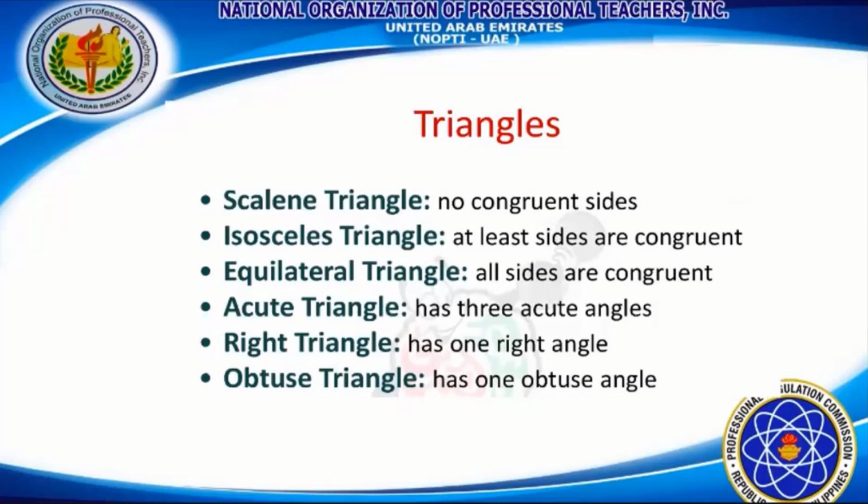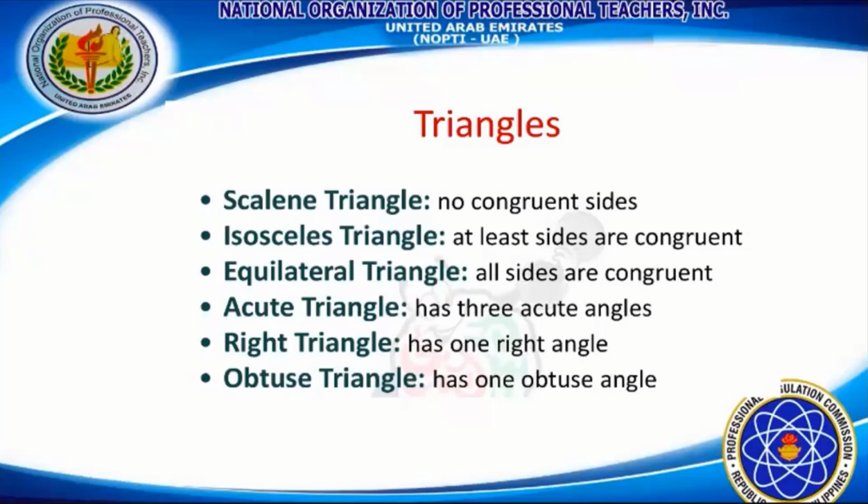Isosceles triangle, at least two sides are congruent. Let's say, 2 out of 3 ay magkapareho. Equilateral triangle, from the word equal, all sides are congruent. So, kumbaga, pare-pareho, perfect.